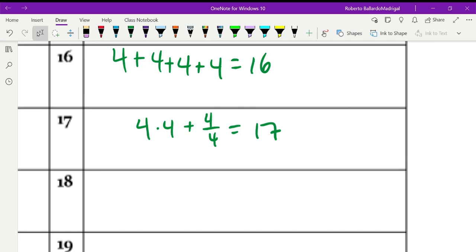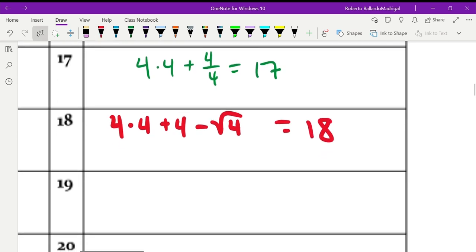18. And I think I helped you guys out with 18. Was that right? You guys have that one? Yeah? Go ahead. So that's 16 plus 4 is 20. 20 minus 2 is 18.